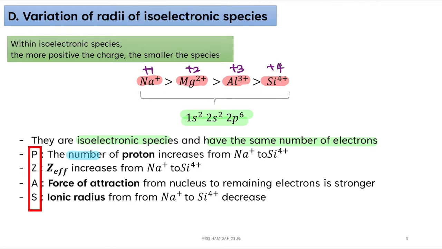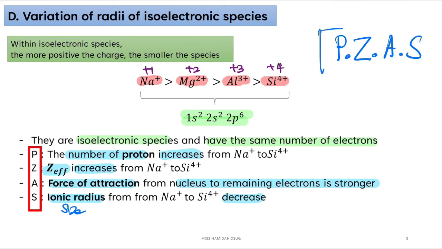And then you continue the explanation: because the number of protons increases from sodium ion to silicon ion, therefore the Zeff value will also be increasing. This will cause the force of attraction from the nucleus to the remaining electrons to be stronger. Therefore, the ionic radius from sodium ion to silicon ion will be decreasing. So we are using the PISAS.